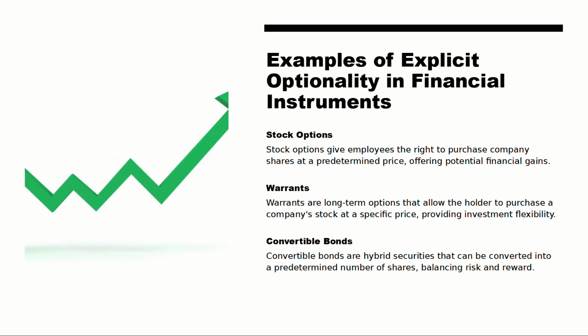Examples of explicit optionality in financial instruments. Stock options give employees the right to purchase company shares at a predetermined price, offering potential financial gains. Warrants are long-term options that allow the holder to purchase a company's stock at a specific price, providing investment flexibility. Convertible bonds are hybrid securities that can be converted into a predetermined number of shares, balancing risk and reward.